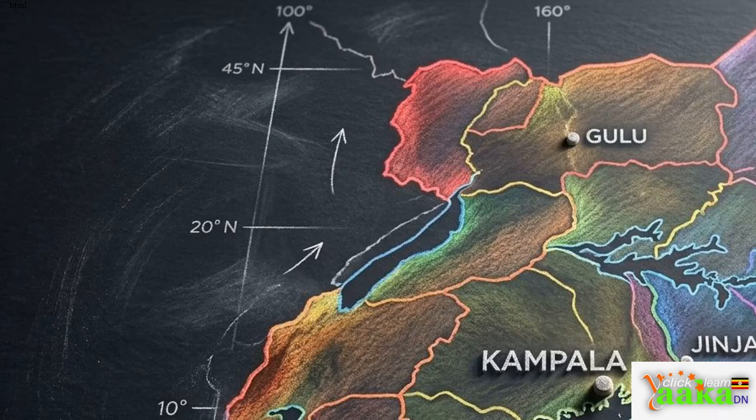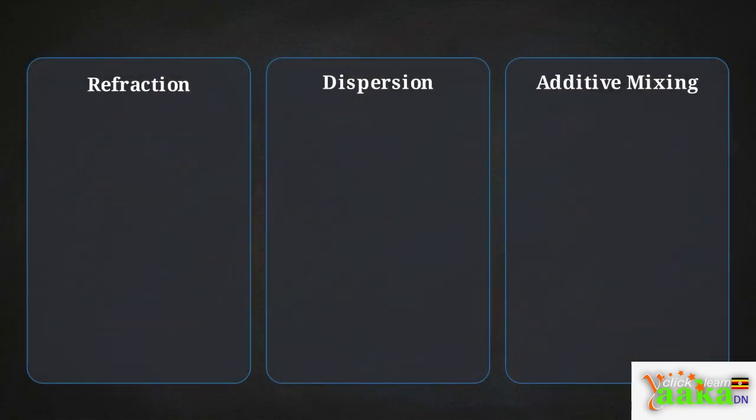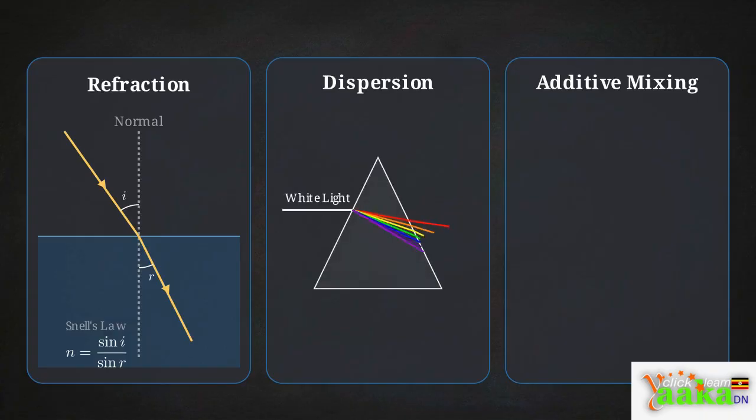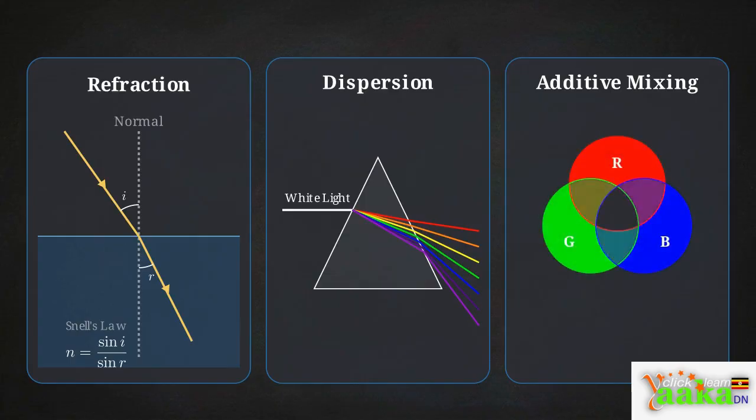Looking at our summary grid, we have covered 3 main principles. First, refraction is the bending of light measured from the normal line using Snell's law. Second, dispersion separates white light into a spectrum based on varying wavelengths. And third, additive mixing uses red, green, and blue light to build pure white light.